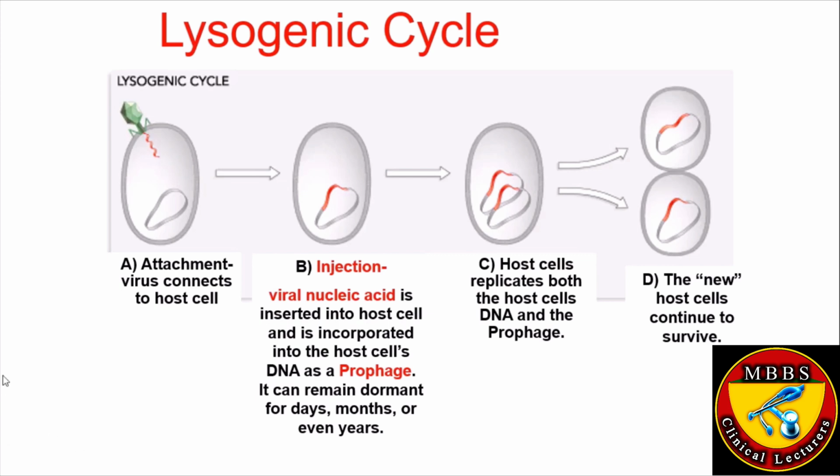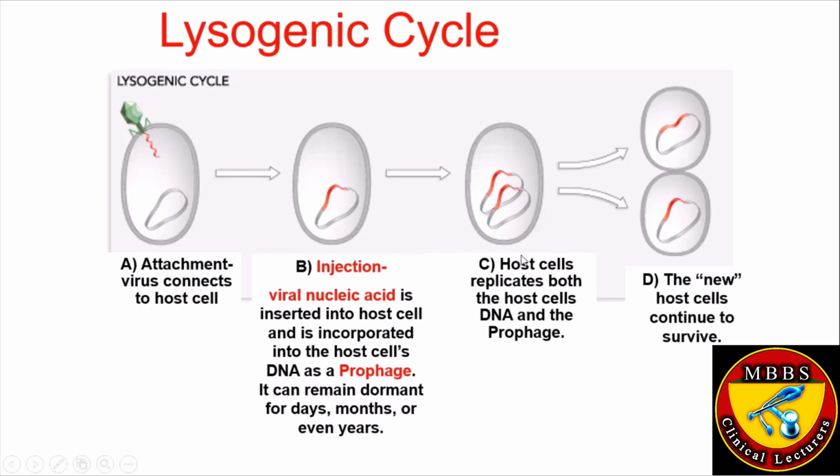Now you can see here that this is the host cell, and these are the viruses introducing the DNA. So this is the DNA of the virus and this is the DNA of the host cell. So what happened here, the DNA of the virus is integrated into the DNA of the host. Now it is incorporated into the host cell's DNA, and this is called a prophage. It can remain dormant for days, months or even years.